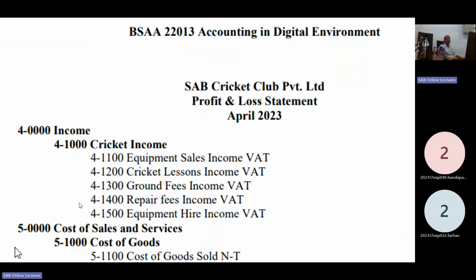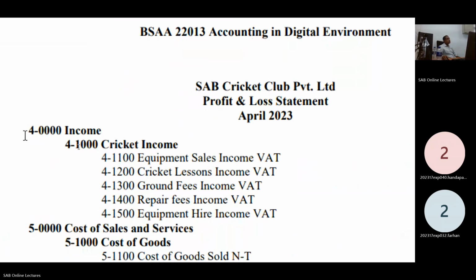Here there is a separate code. Code number 4 is used for income statement items, income items. The 4 zeros is the header account. There are two types of accounts, header account and detail account. A header account gets a subtotal of the individual items, here main income. We call it a header account.